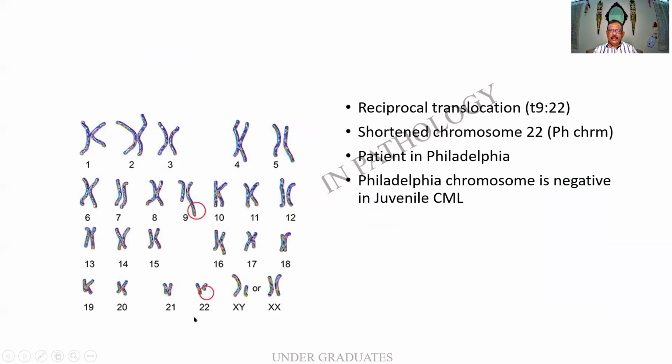This is a karyotype. Karyotype means you arrange the chromosomes of the individual in a particular order, and then you find out whether there is going to be any form of an abnormality. This is called a karyotype. I shall deal with it later in a class on genetics. There is a reciprocal translocation between 9 and 22. And it was found in a patient in Philadelphia, hence the name Philadelphia chromosome. It is negative in a variant called as juvenile CML.